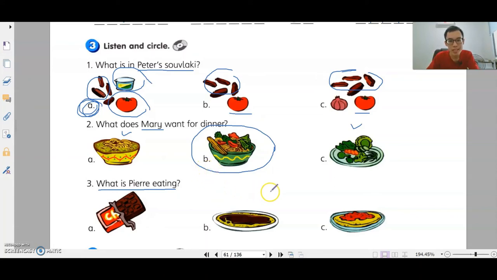Okay, which one is a chocolate crepe? Is this the one? No, this is a bar of chocolate. This is the chocolate crepe. So the answer is B.